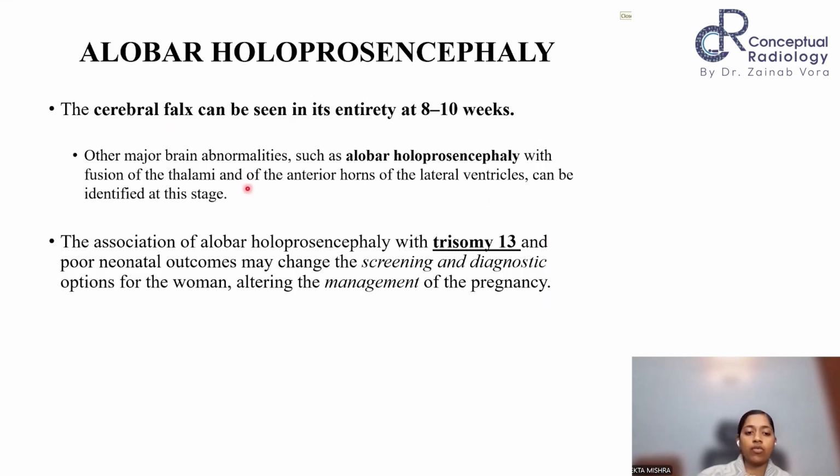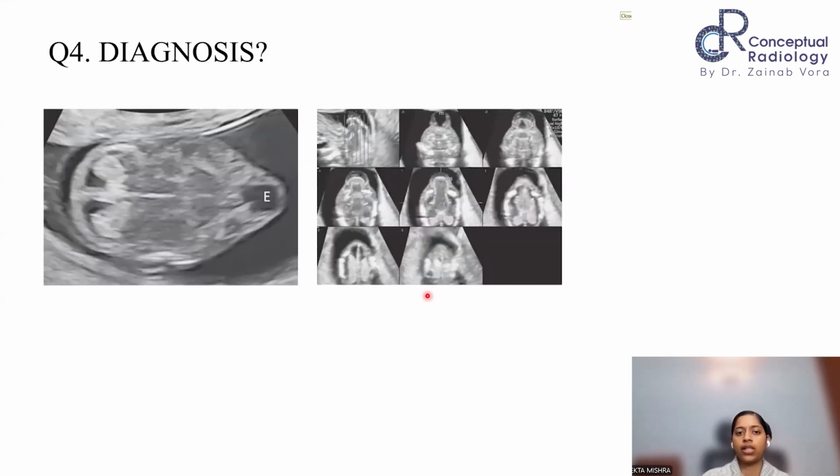Now, once you diagnose lobar holoprosencephaly and you get other findings of trisomy 13, it's going to alter the screening and diagnostic options, and hence the management of the entire pregnancy and future pregnancies will change. So association with trisomy 13 needs to be established.